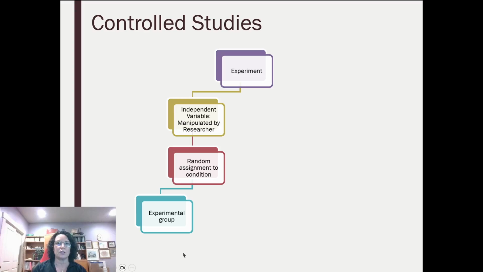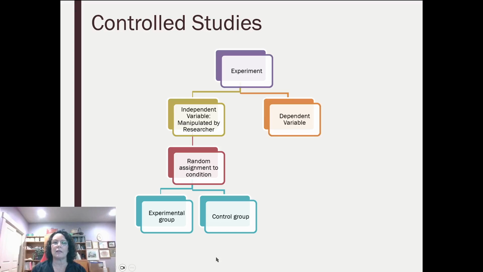So one condition you might call the experimental condition, and the other one you might call the control group. We're going to find as we go on that psychology doesn't always have a clear-cut control group, but let's keep this simple right now and say we're going to randomly assign the participants to an experimental group or to a control group. Okay.